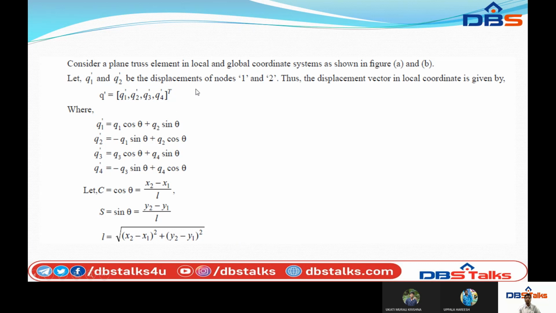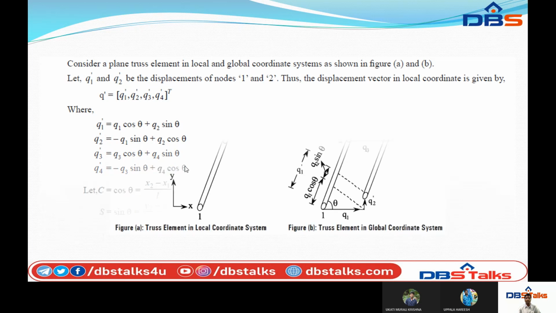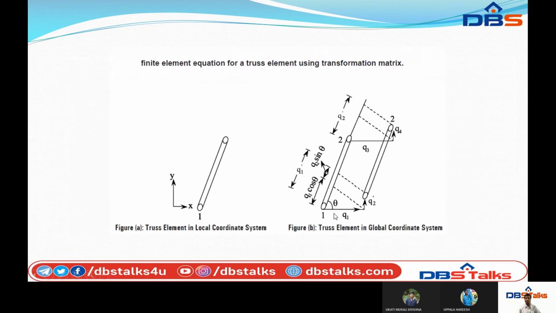Why am I writing transpose? Because it is a transformation matrix. I am writing Q1 dash, Q2 dash, Q3 dash, Q4 dash transpose, where I am taking the global coordinate system here. By taking the global coordinate system, the angles are cos theta, sin theta. Based on the traveling path, I am taking the positive and negative.